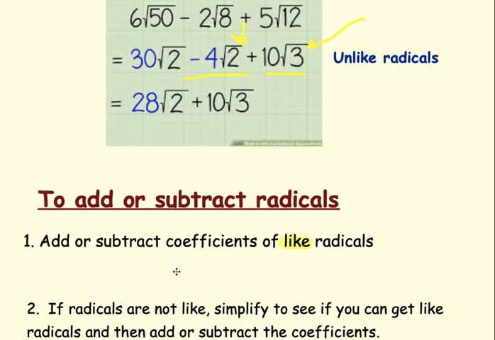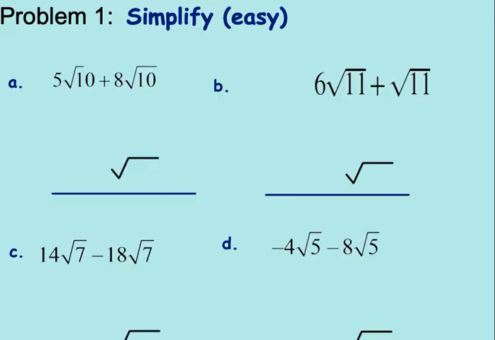So what we're going to have to do today is add and subtract, and think of that front number as your coefficient. As long as you have the same radical, you're going to add those together. And if not, then you're going to have to simplify. Of course, we're going to lead you into ones that can be simplified. So I'm going to start you off with the easiest ones possible right here.